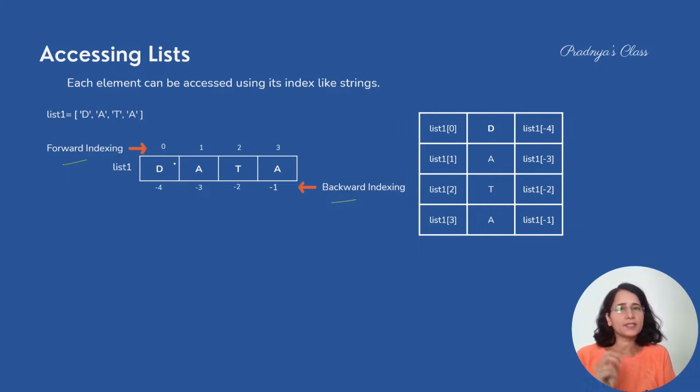When we access the string in the forward direction, you know the index starts with 0, and when we traverse the list in the backward direction, the index will start with -1. This concept is similar to string. So if I want to access this A, the name of the list is list1. In the bracket we have to mention the index. So the positive index is 1, and in the same way I can access this with negative index -3.